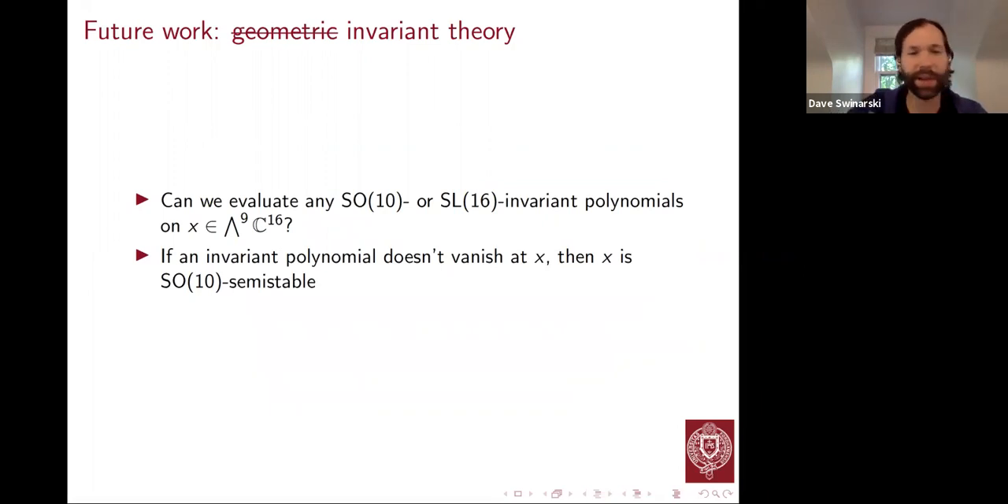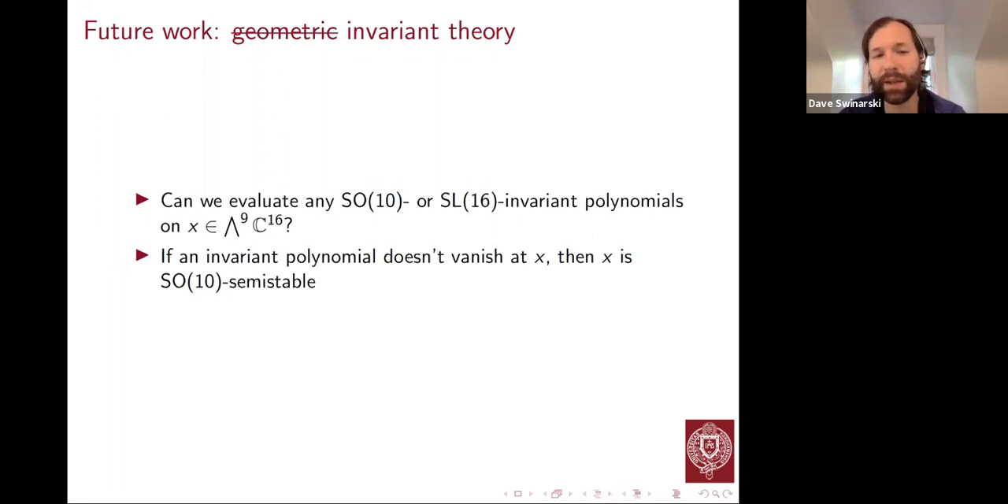This is my last slide of the talk, and I'll simply mention one other trick that we want to try, which is to go back to invariant theory rather than geometric invariant theory. In general, for instance, when we were working with Gieseker's constructions of moduli spaces, we were in very, very high dimensional Grassmannians. But with Mukai's model, we're working in GR(9,16). Could we produce and evaluate any SO10 or SL16 invariant polynomials on wedge 9 of C^16?